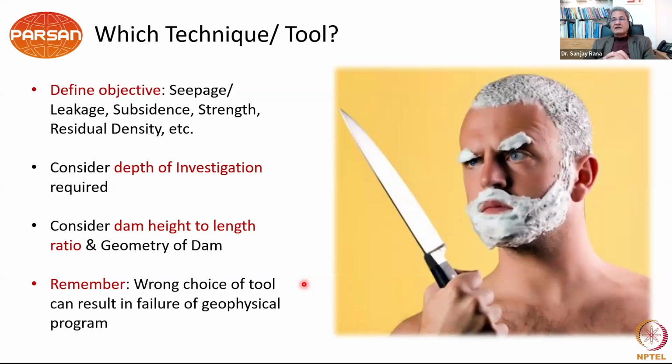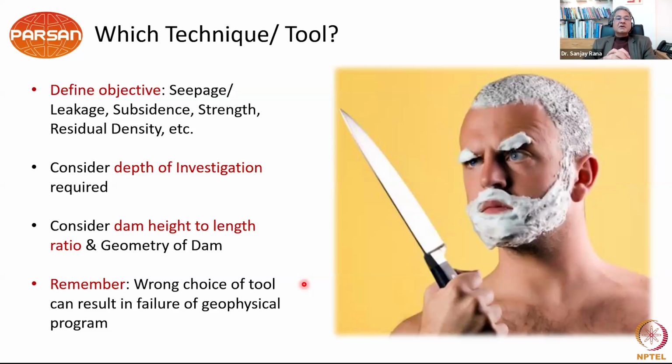to understand what is the remaining strength in the dam, residual density. Let's say there has been seepage through a dam for a long time. Of course, some leaching must have happened. So what is the residual density now? That objective has to be defined very clearly, and based on that, we have to choose the right tool.